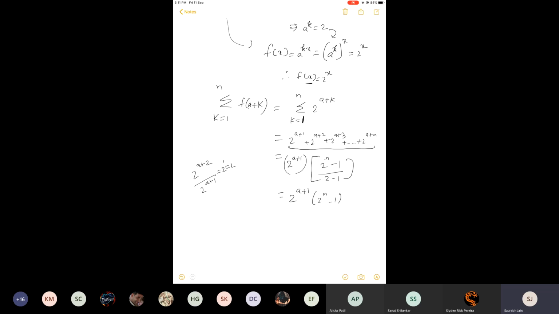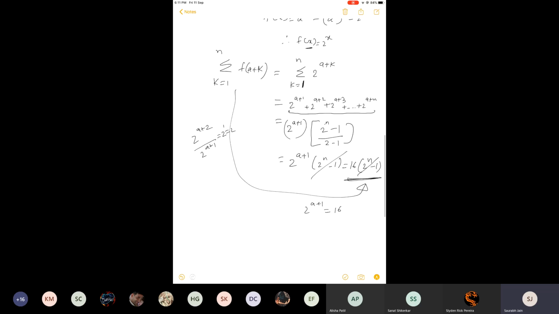But actually they have given this sum from their side. They have already given that it is equal to 16 times 2 to the power n minus 1. It is given in the question, this sigma. So the question is over. You will just cancel this. 2 to the power a plus 1 is 16. So a will be 3. They want you to find the value of a. That is 3 here.